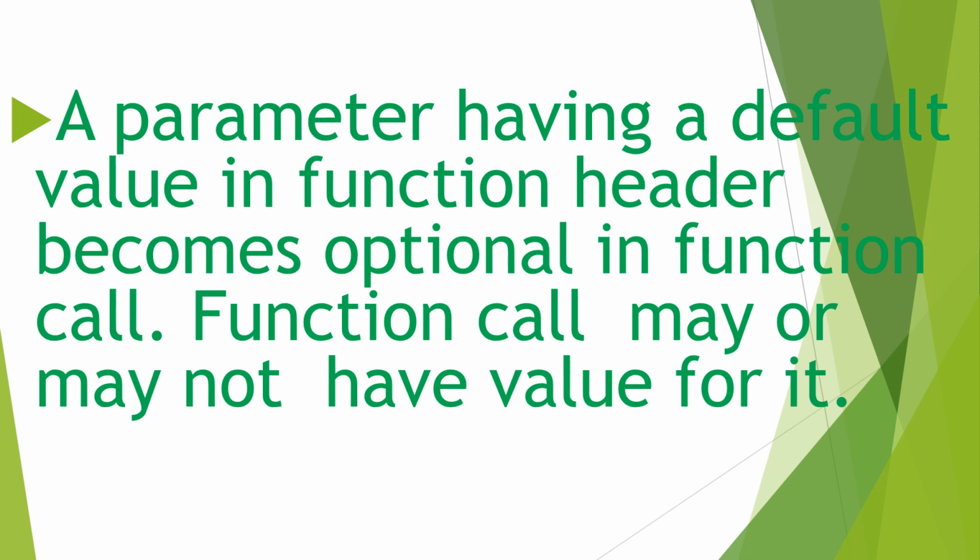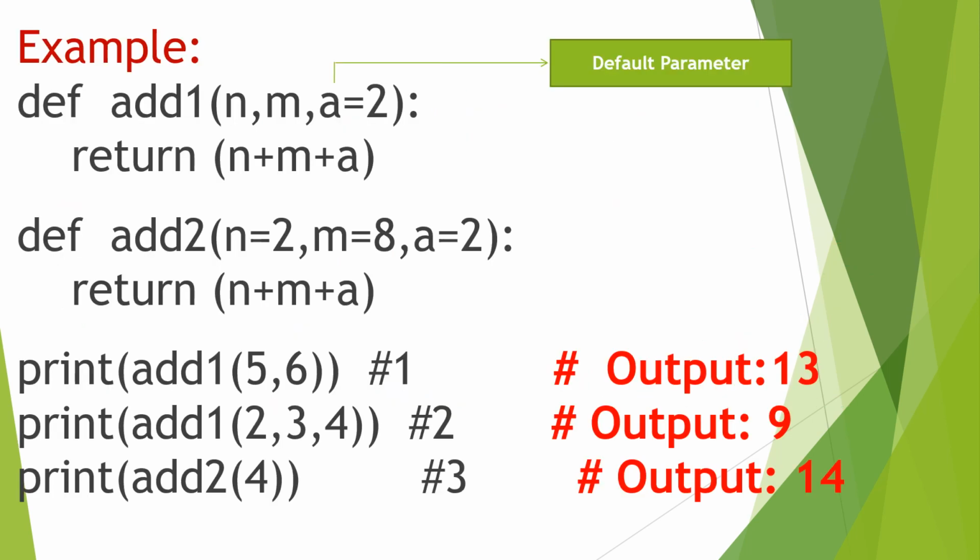A parameter having a default value in the function header becomes optional in the function call. The function call may or may not have a value for it. For example, I have made two function definitions, one for add1 and another for add2. The add1 is having three parameters n, m and a.